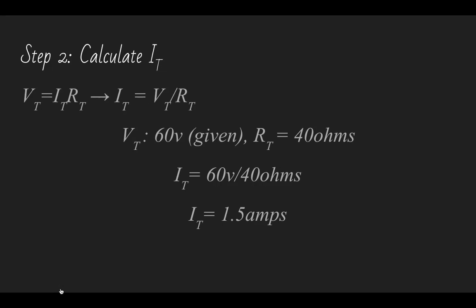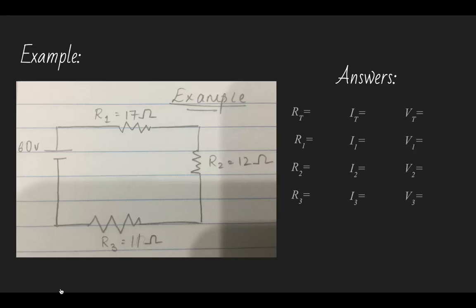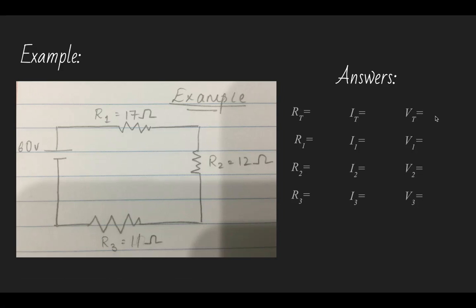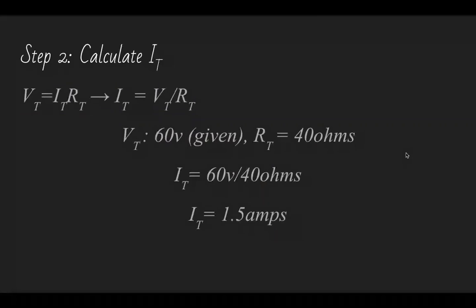Step 2 is to calculate IT. We're going to calculate IT because we have RT, which we just calculated as 40 ohms, and VT, which was given to us as 60 volts. With Ohm's law, we can figure out that IT is equal to VT over RT, which hence equals 60 over 40, which equals 1.5 amps.